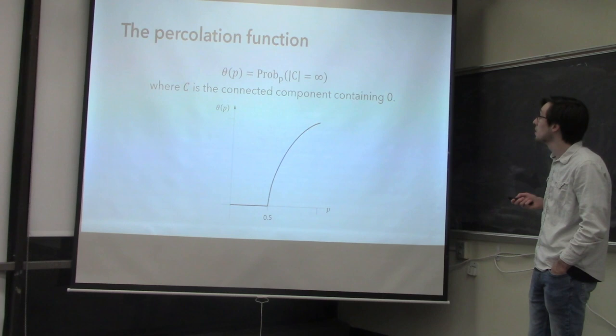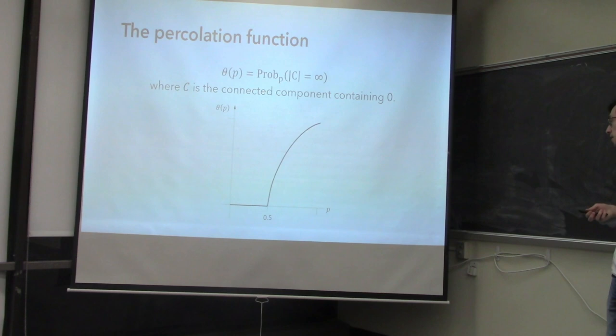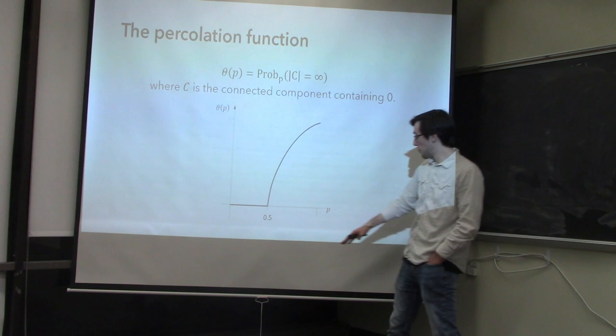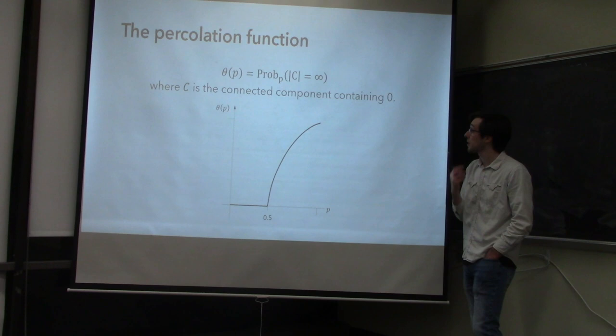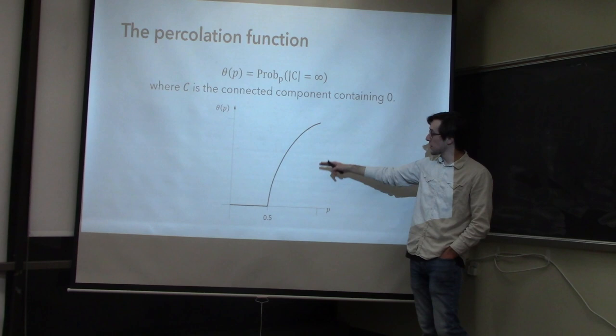So this is what the percolation function actually looks like, and you can see it has some distinct behavior here. Below 0.5, the function is strictly zero, meaning that there is completely no probability that my origin is connected to infinity with an open path. But above 0.5, the probability begins to steadily increase.